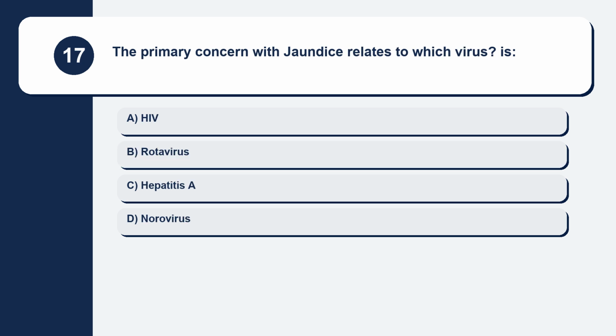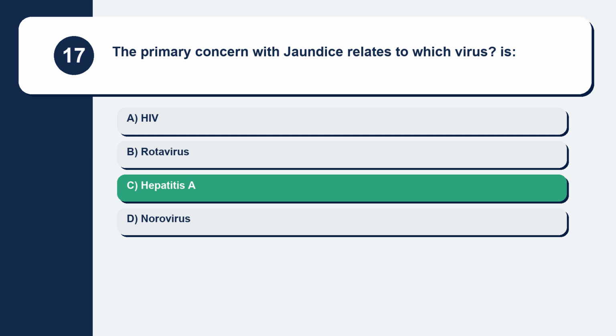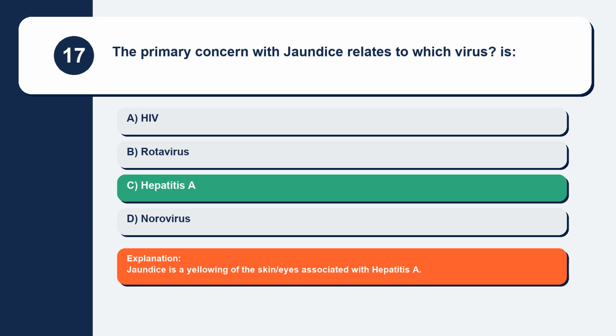Question 17. The primary concern with jaundice relates to which virus? Is it HIV, rotavirus, hepatitis A, or norovirus? Jaundice is a yellowing of the skin/eyes associated with hepatitis A.